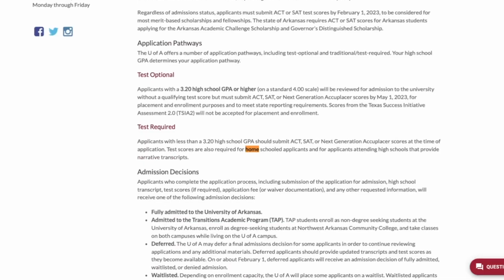So it's talking about applicants with less than a 3.2 high school GPA should submit an ACT, SAT, or Next Generation Accuplacer score at the time of application. Test scores are also required for homeschool applicants. That is because, again, they have nothing to compare. So you said your daughter made a 4.0 or your son made a 4.0, straight A's. They have nothing to compare that 4.0 to. They do have something to compare ACT, SAT, etc. to.